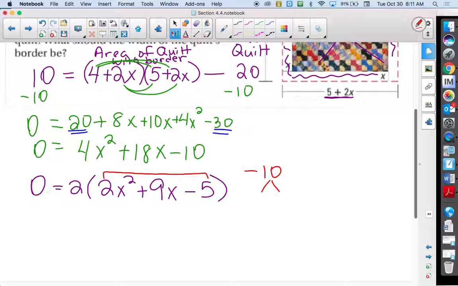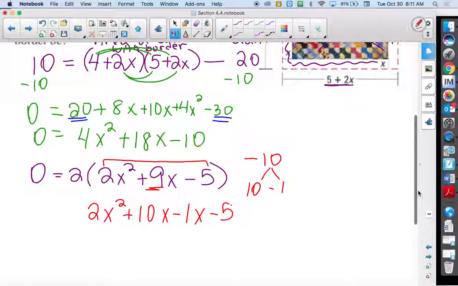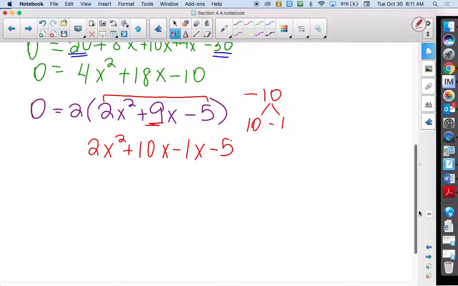So Tatum, multiplying 2 and 5, we get negative 10. What 2 numbers multiply to be negative 10, but combine to be 9? Yeah, 10 and negative 1. So when you rewrite it, we have 2x squared plus 10x minus 1x minus 5. So you're taking your 2 factors and placing them in the middle of the problem to rewrite the 9.